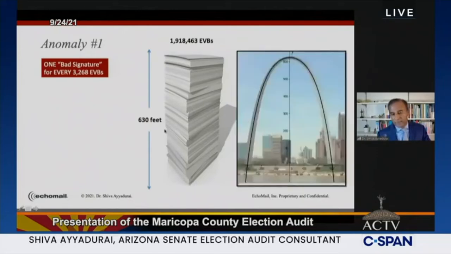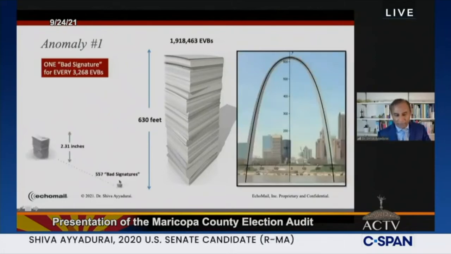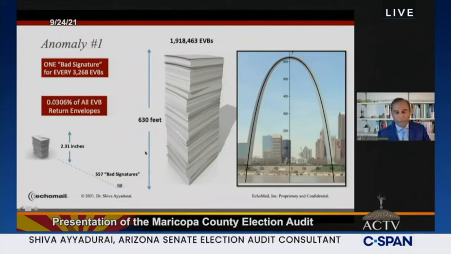That's the size, believe it or not, of the St. Louis Arch. That height, when compared to the bad signatures, would be only about 2.31 inches. So just to give you a pictorial understanding, a very, very low percentage was considered that. To be specific, 0.0306% of all EVV return envelopes were deemed as bad signature.